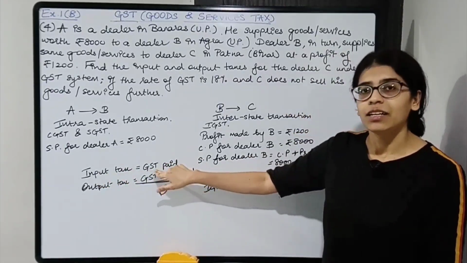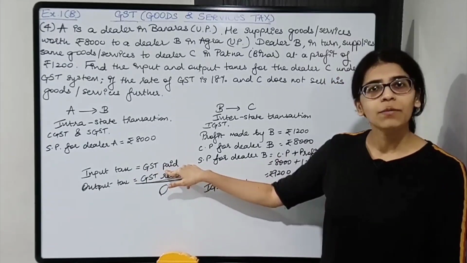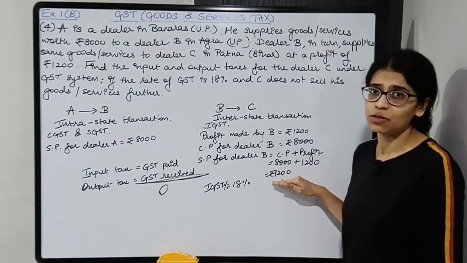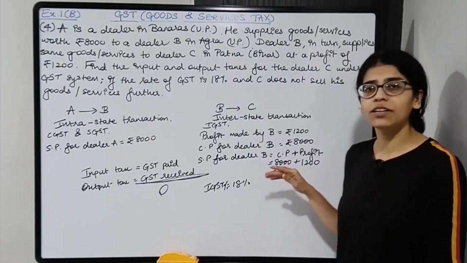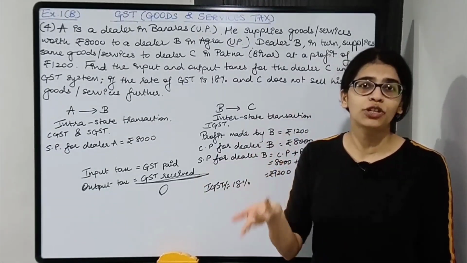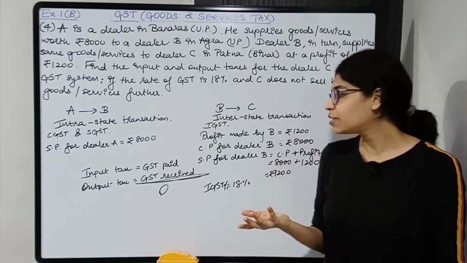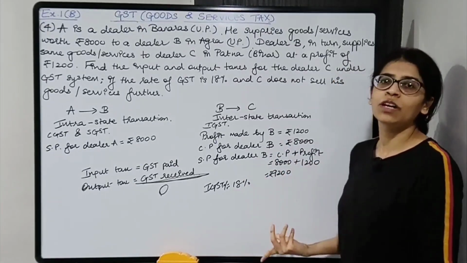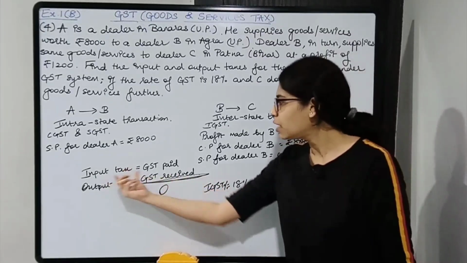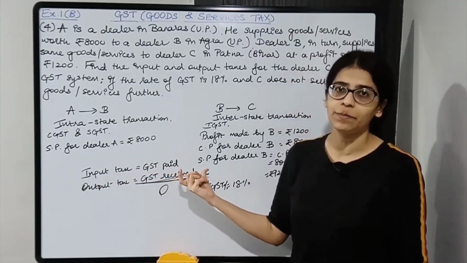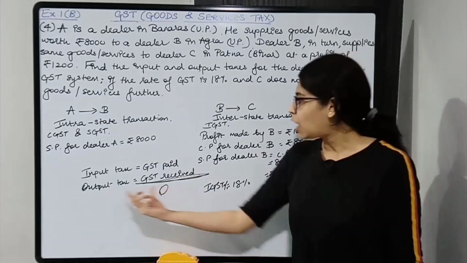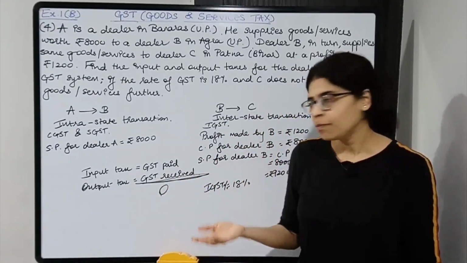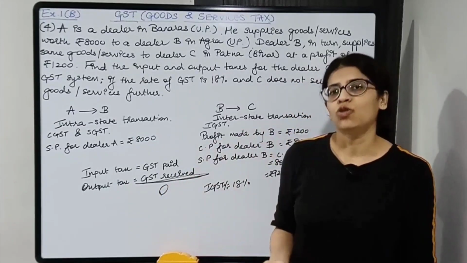Input tax. Now input tax will be the GST paid by that person. So dealer C is buying the goods for 9,200. So 9,200 के ऊपर कितना टैक्स लगेगा, that is what you have to find. So 9,200 के ऊपर it is going to be 18%. So 18% of 9,200 you need to find. That will be the input tax paid by dealer C. ठीक है? And output tax, since that dealer is not reselling, therefore output tax will be 0.